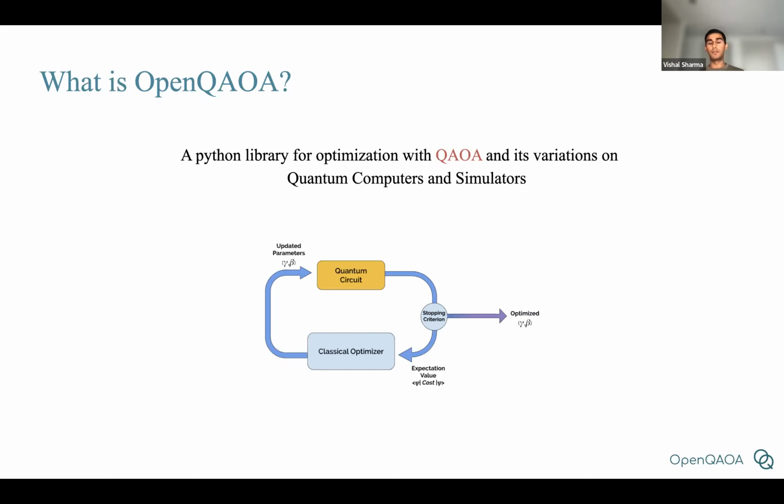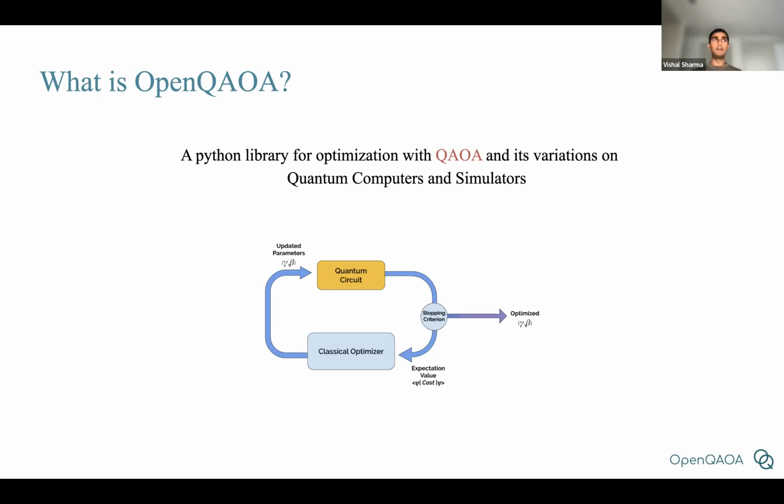In the picture, as you can see on the screen, it looks like a feedback loop. You compute this quantity from a quantum circuit and feed it to the classical optimizer. The classical optimizer gives you updated parameters, and you run the circuit again, and you keep doing this again and again until some stopping criterion that you've defined, or the classical optimizer says, okay, I've optimized this enough, and it has reached convergence, and then it spits out these optimized parameters.